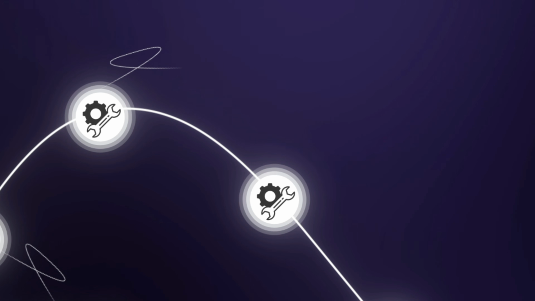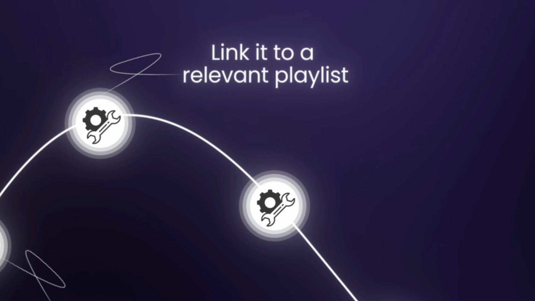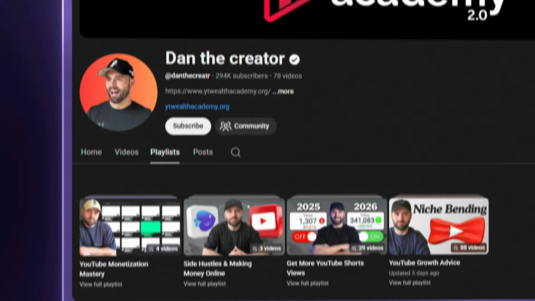Now, this next one is actually a really quick and easy one, but because it's so quick and easy, I see so many people either forget to do this or they just don't know it exists. But basically, when you next post a short, you always need to make sure you link it to a relevant playlist. And if you haven't yet created any playlists on your channel, you're going to need to do that as soon as possible.